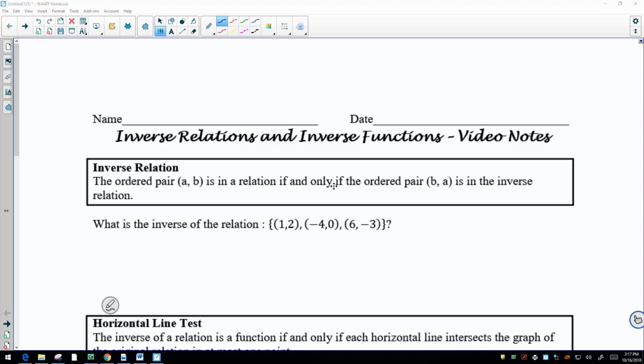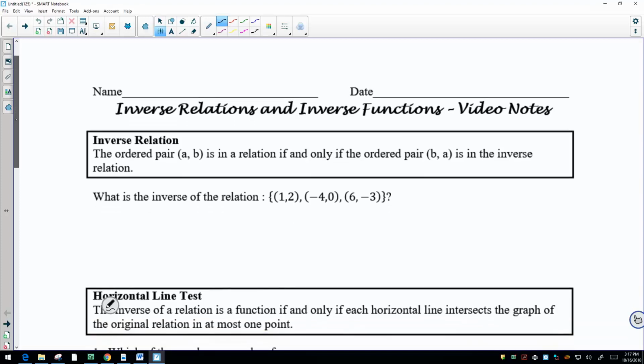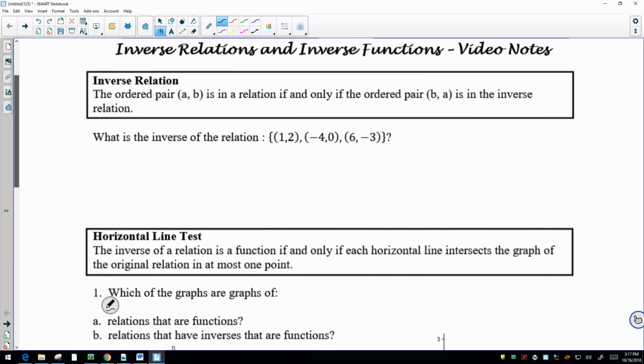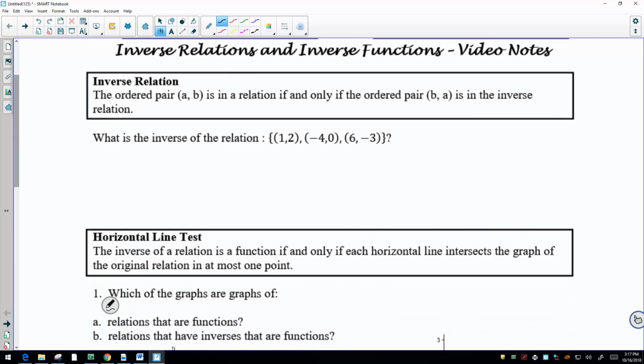Today we're going to look at some inverse relations and inverse functions. And the first thing we're going to look at is an inverse relation, so considering maybe a set of ordered pairs. If we have an ordered pair, we'll just say for instance (a, b), it's in the relation if and only if that opposite, notice the switch, (b, a), is in the inverse relation. So we're looking for the switch of the coordinates from (a, b) to (b, a).